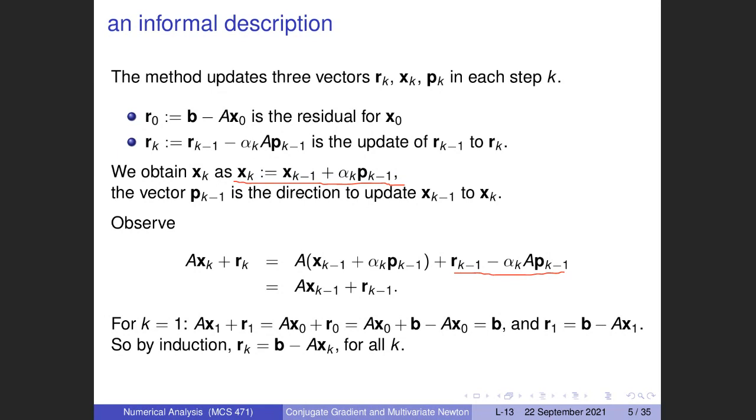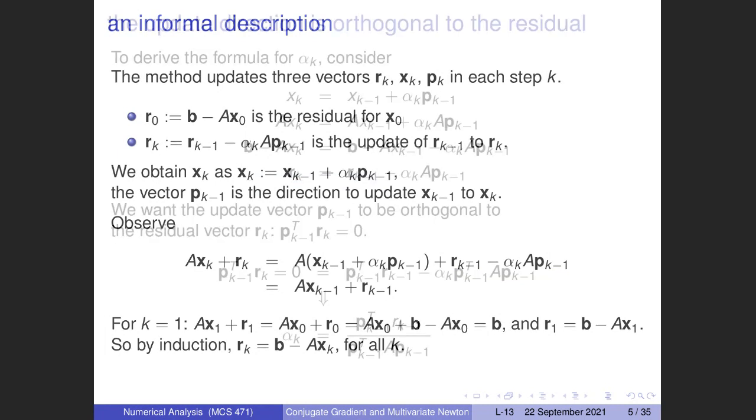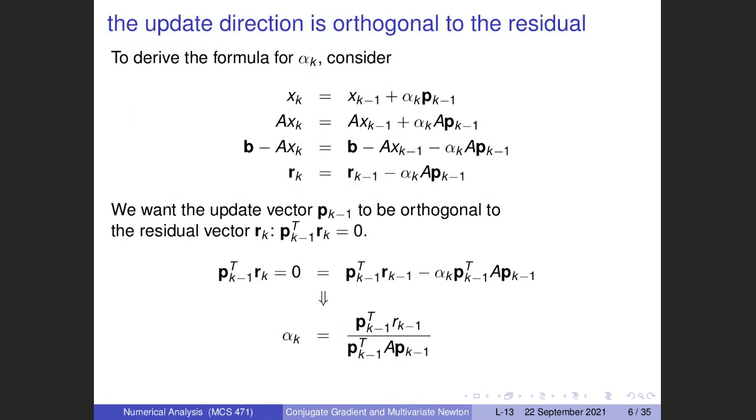So that's our first important relation on the vector r. So let's now look at how do we choose the step size? How do we update the solution vector, the approximation for the solution vector? So let's look at the property actually that we want. We want that the update vector is orthogonal to the residual vector.